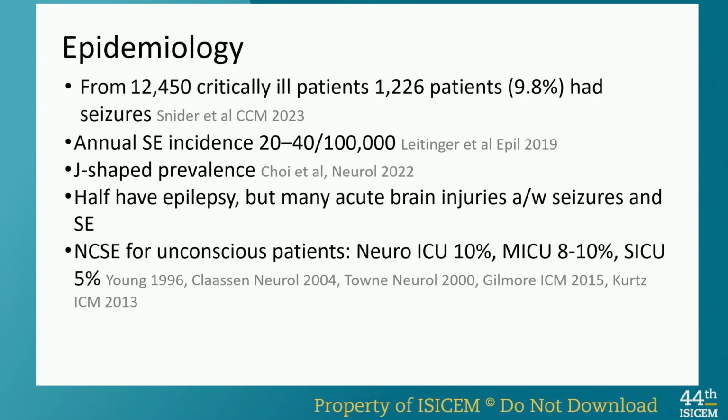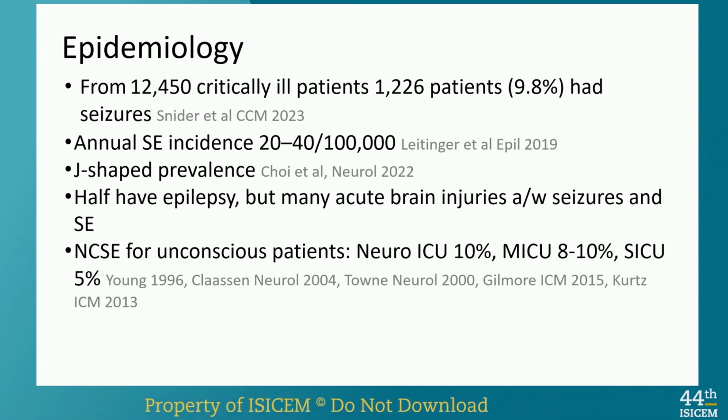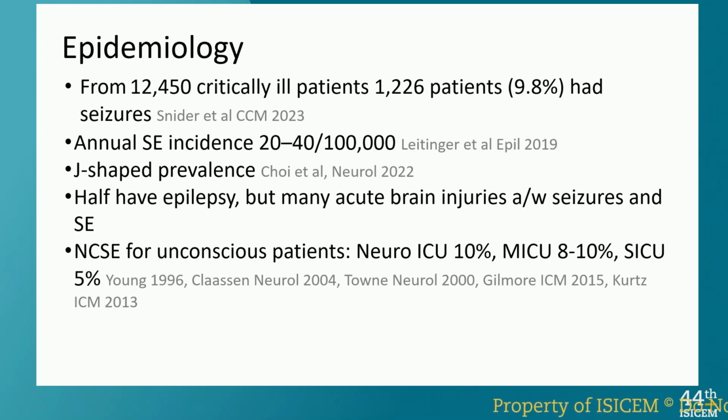There's an annual incidence of status of 20 to 40 per 100,000. It's a J-shaped curve. That means it's more common in the very young patients and a lot more common in the older population. A lot of them actually have prior epilepsy, but not all, only about half of them. It's not limited to ICUs that focus on patients with brain injuries. That has been shown in pure medical and surgical ICUs, excluding patients with brain injury.